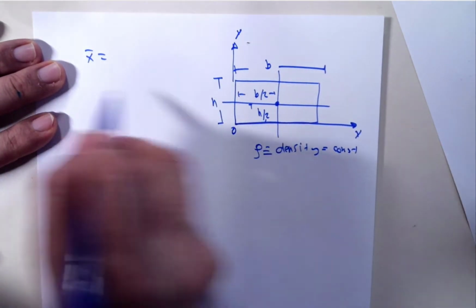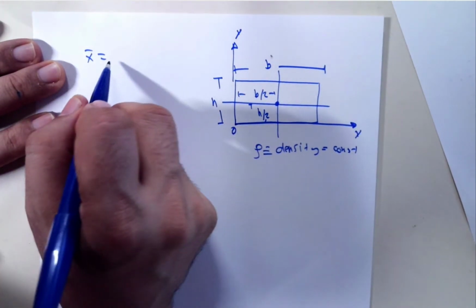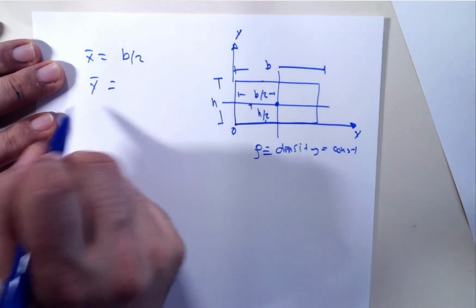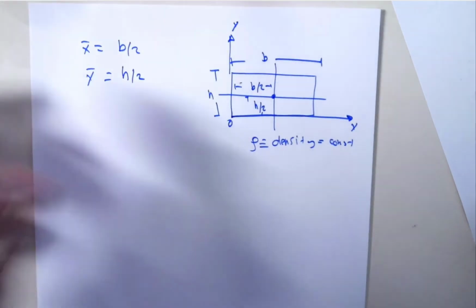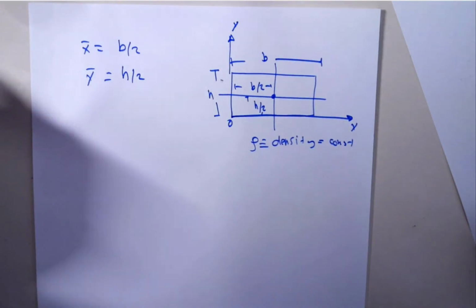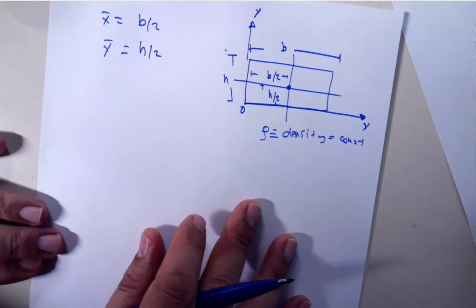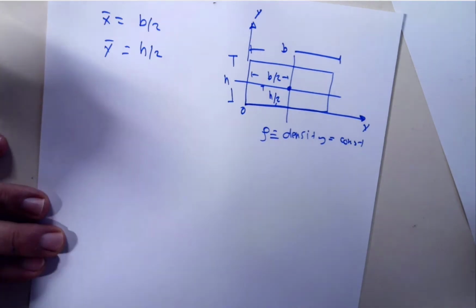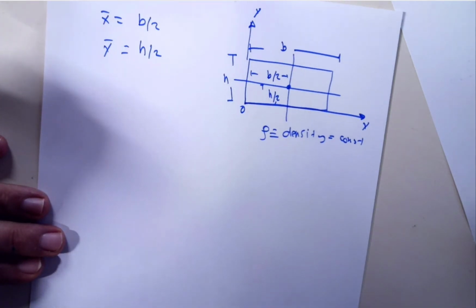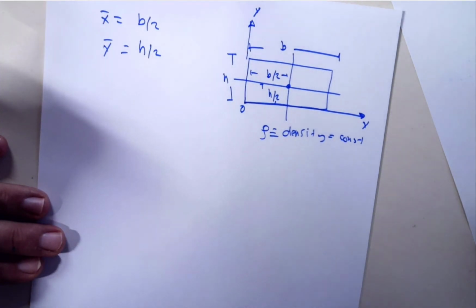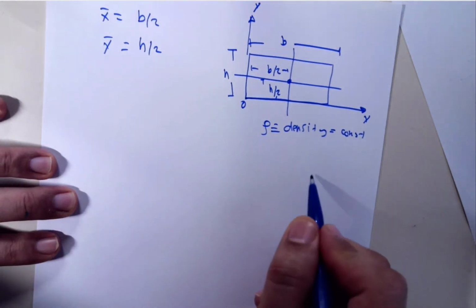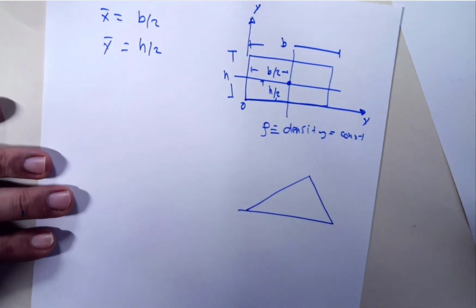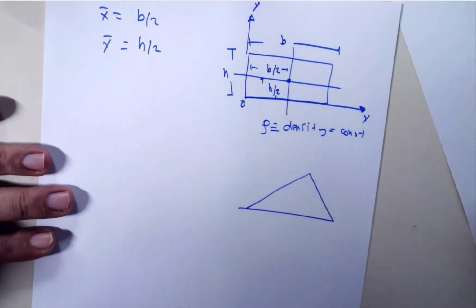So measured from this point, X bar is equal to B over 2 and Y bar equal to H over 2, right? And we can show that. Also, we can show that the centroid, which also coincides with the center of gravity for homogeneous material, if we take a rectangle, and these are pre-calculated, so I'm going to give you the result and then work on some general problems.